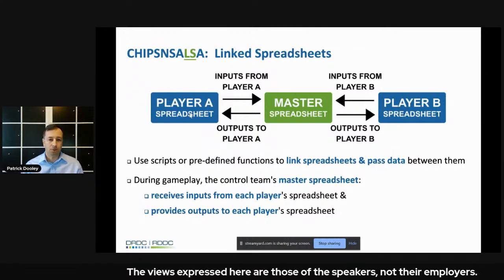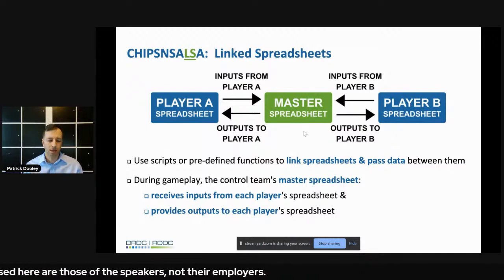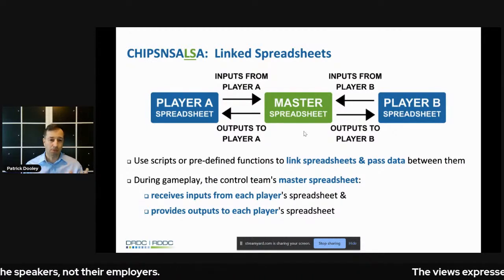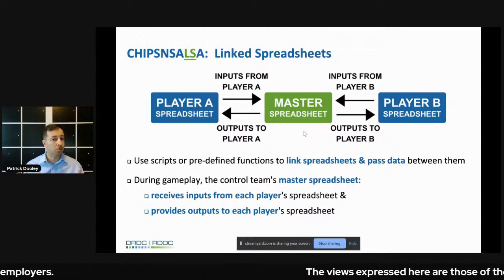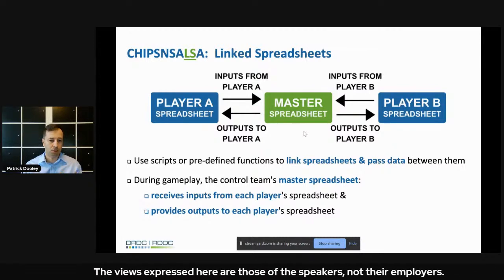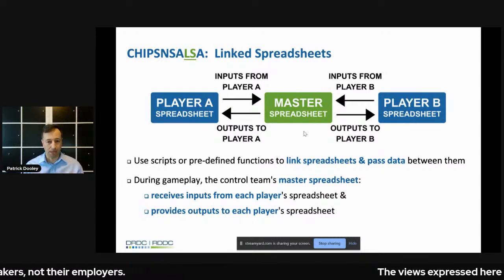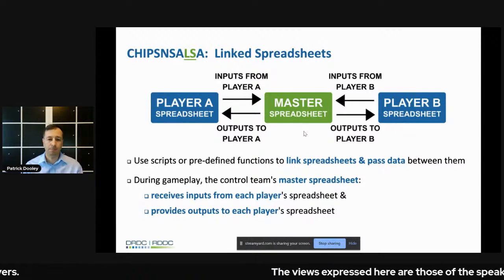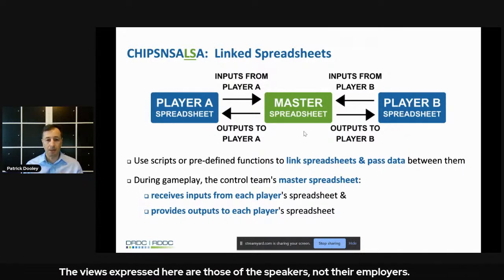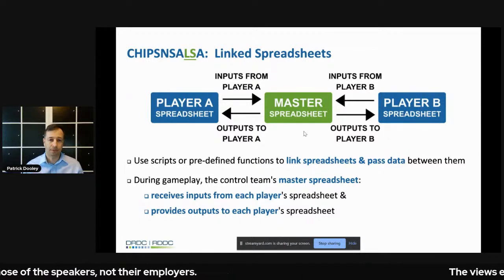So linking spreadsheets together. So the three boxes here represent spreadsheets. The green one at the center is a master spreadsheet controlled by the control team. And the blue spreadsheets on either side are player specific. So one for player A, one for player B. We use either predefined spreadsheet functions or scripts that we write ourselves to link those spreadsheets together and enable the passage of data from the control team to the players back and forth. So during a game, the control team's master spreadsheet is receiving inputs from each player and then adjudicating them and providing outputs back to each player.